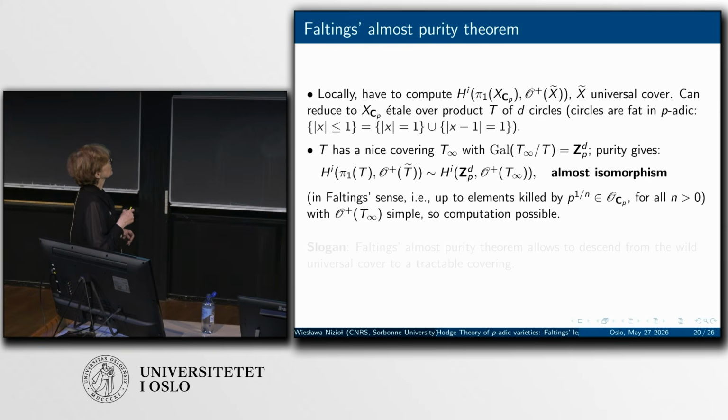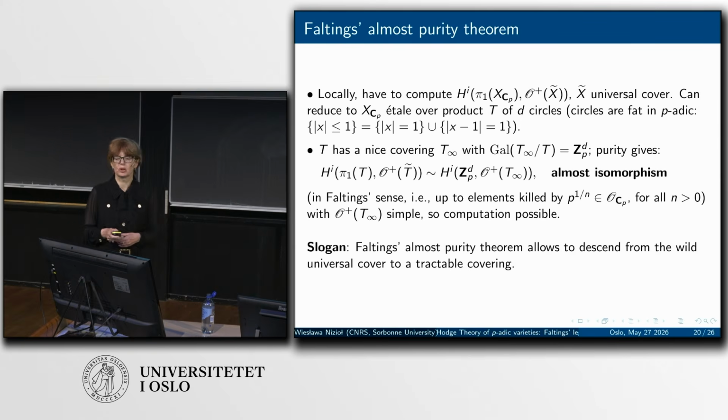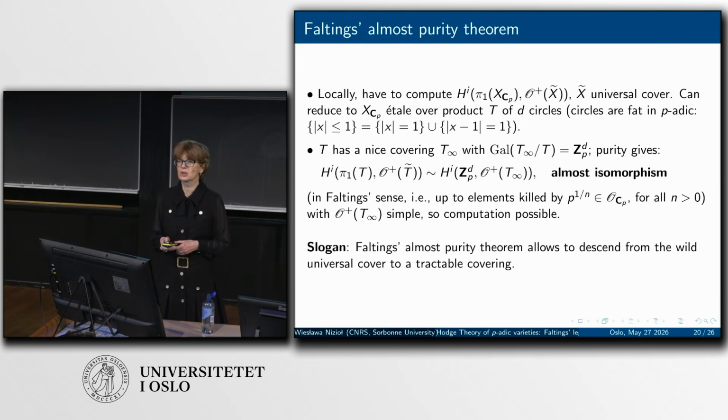This is not on the nose. This is an almost isomorphism, which means that it's up to elements annihilated by all torsion powers of p, and so we have to work in almost mathematics here. But this is great progress now, because you replace the difficult task of computing the étale cohomology of your structure sheaf with just group cohomology of a very simple group and a not so complicated structure sheaf. So this is what almost purity of Faltings gives us. That's one of its amazing powers. So now it becomes simple.